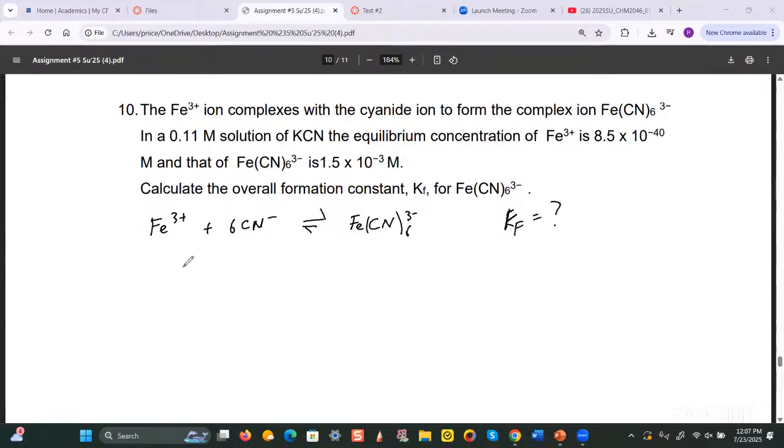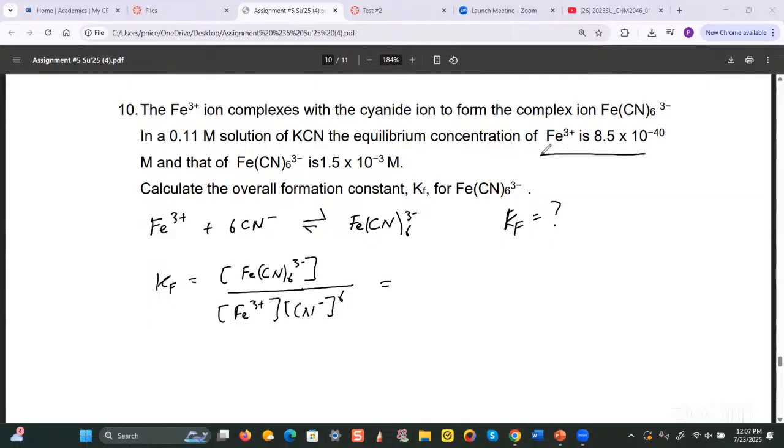Right? So we know, based on what we have just discussed, that Kf is equal to the concentration of Fe(CN)6 3- divided by the concentration of Fe3+ times the concentration of CN- raised to the 6. So all we have to do, because they gave us the equilibrium concentration of Fe3+, the equilibrium concentration of the complex, and the concentration of the cyanide from the potassium cyanide, is plug these numbers into this equation.